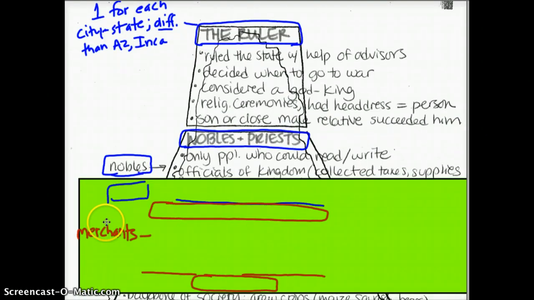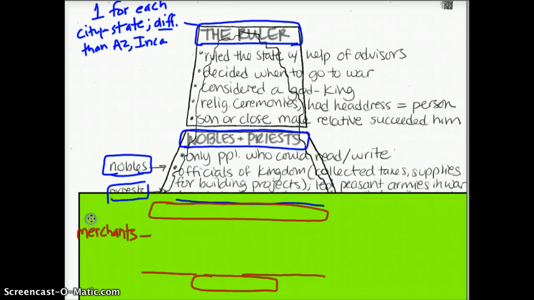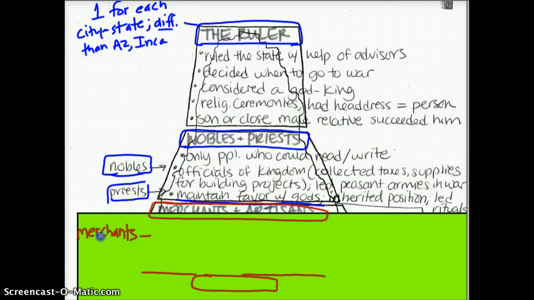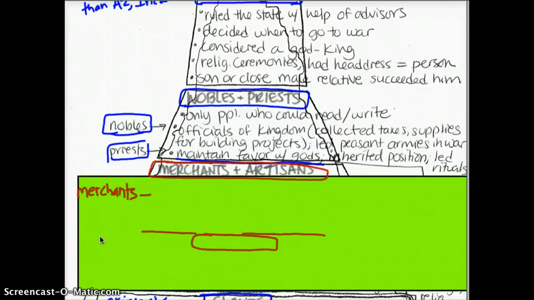So nobles were officials, and some responsibilities are listed there. Actually, here they are. Here are all the responsibilities. And then the priests maintain favor with the gods and lead rituals. Those are religious rituals to help make the gods happy. So again, make sure you know what the nobles did and what the priests did, because it wasn't the same.